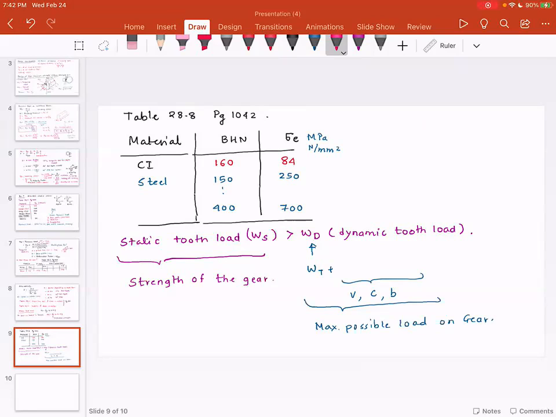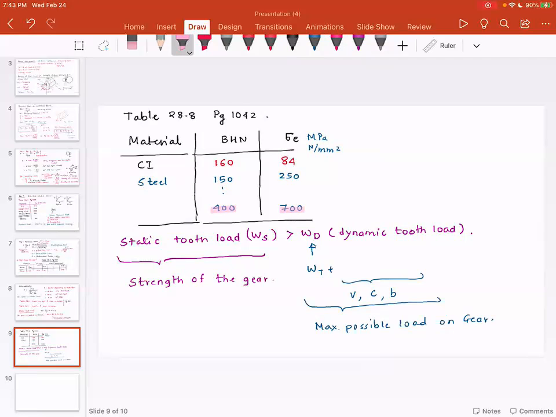But if you look at this condition, it can be satisfied by multiple ways. It's a design problem, so there is no right or wrong answer. For example, if I see for some reason the dynamic load is very high, then what I would do is I will choose the steel, but I will recommend the Brinell hardness number of 400. Clearly, this requires a significant amount of heat treatment, but that gives me a very high value of sigma E, or the endurance strength is very high.